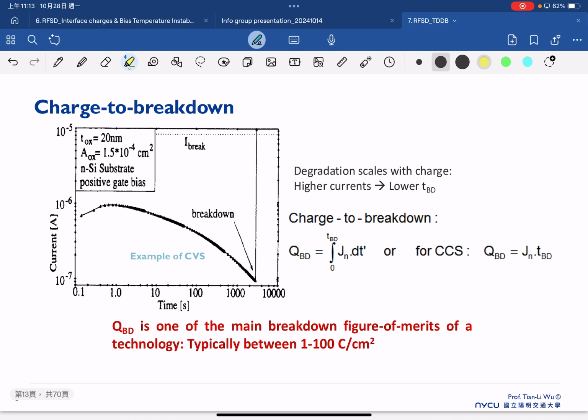And to quantify the TDDB, we must have certain parameters that we can measure or calculate. Therefore, the first one we propose is what we call the charge to breakdown, which is QBD here. So basically, we can see the degradation scales with the charge here.